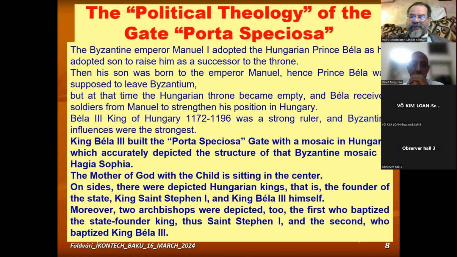King Bela III was educated in Byzantium because Emperor Manuel had no native son. But when a native son was born to Emperor Manuel, Prince Bela was to return to Hungary, where the Hungarian throne was vacant. Bela had a lot of troops from Manuel, the Byzantine emperor, and he became a very strong, powerful king of Hungary with his Byzantine education and Byzantine culture.